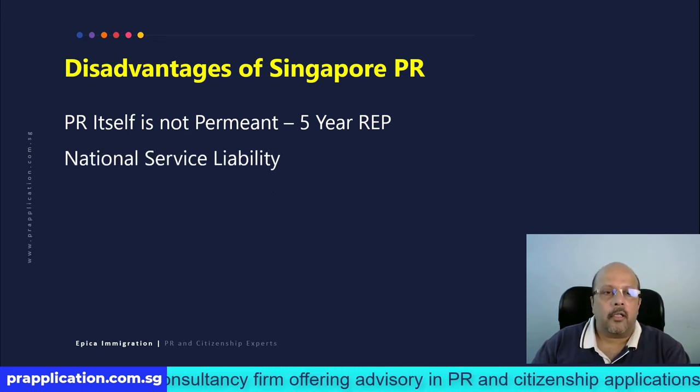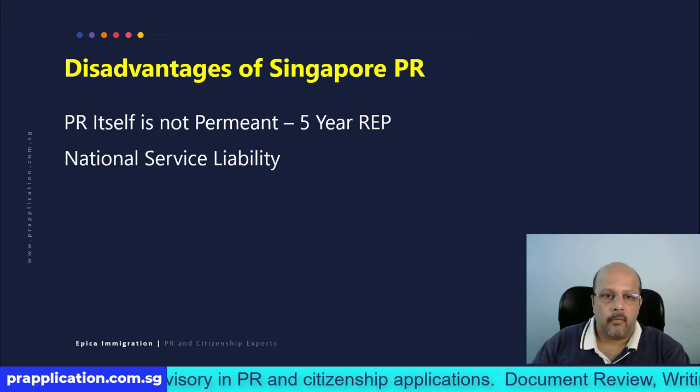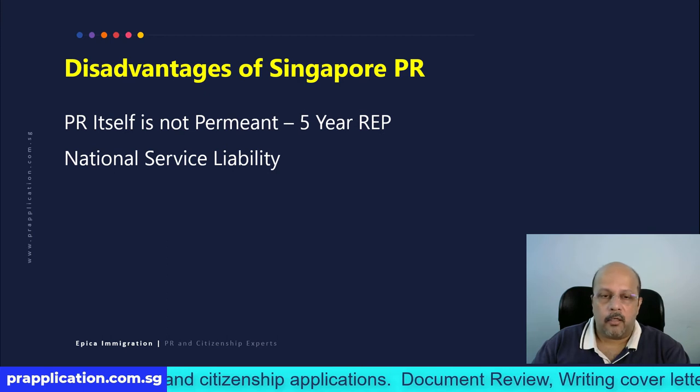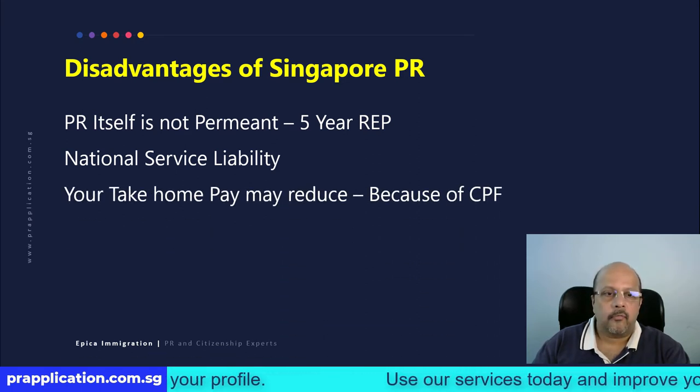The next point is there is a national service liability for your male child. As a first generation migrant, you are exempted from national service liability. However, your next generation, that is your son, will have to do national service, and some people don't actually like this, so they try to find ways to avoid it.